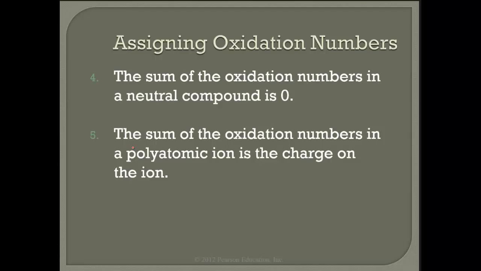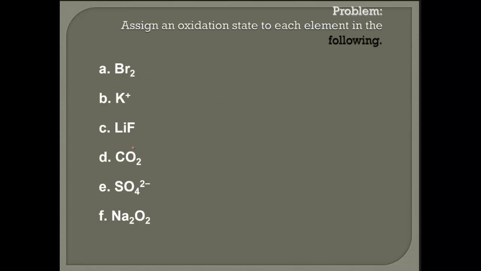Alright, so let's take a second to practice these. Bromine, since it's in its elemental form, is 0. Potassium, since it has a +1 charge as the ion, its oxidation number is +1. Lithium fluoride. Fluorine is always -1, which automatically means lithium is a +1. D, E, and F are a little bit more difficult.